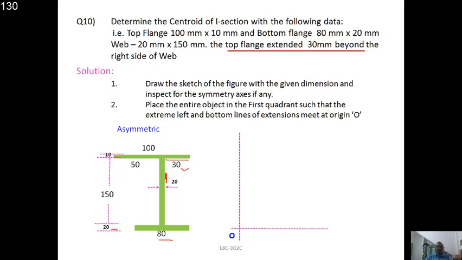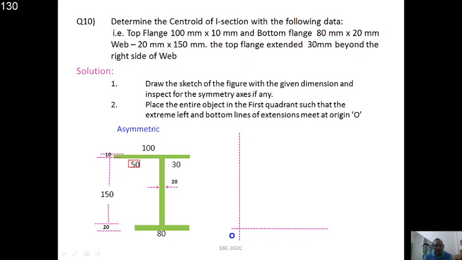So this is the portion he has given, and we know that this is 100 mm. Therefore 100 minus 30 we have 70, and the thickness of the web is 20, therefore 70 minus 20, so this is 50 from this point to this point. Now please understand that it is 50 here and here it is 30. That means both are different.